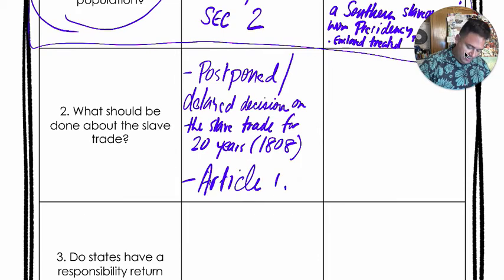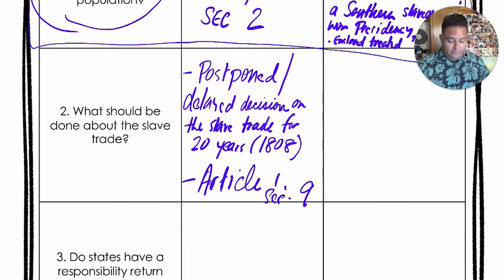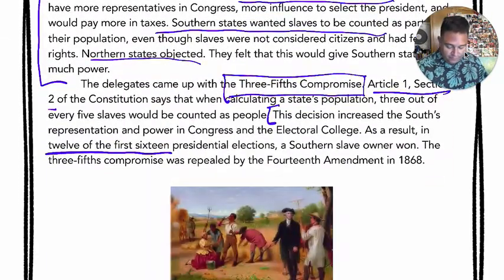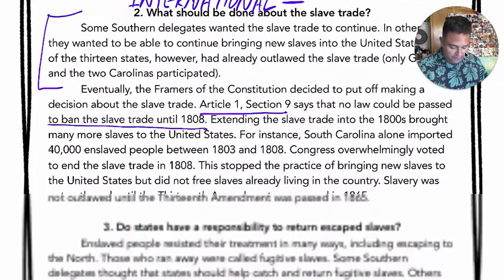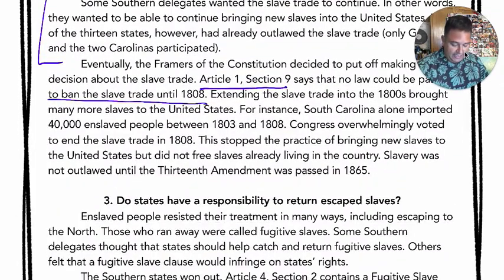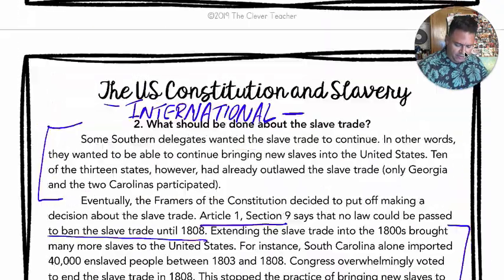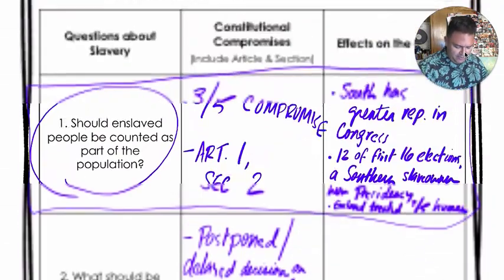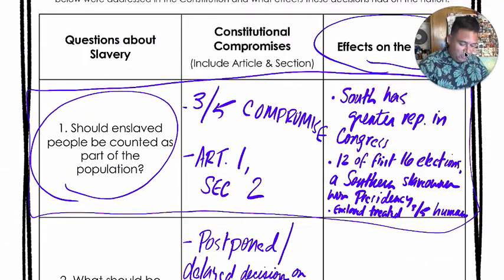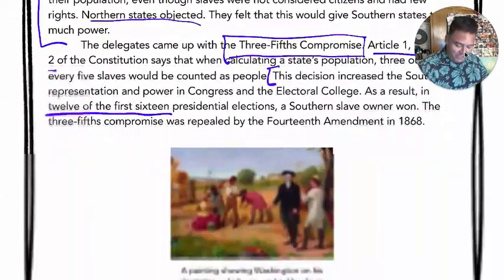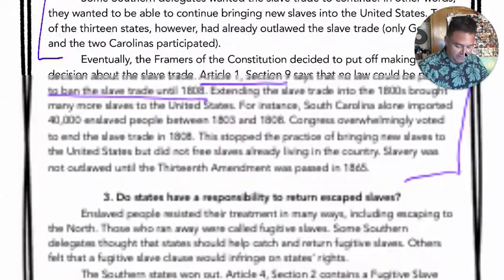Article 1, Section 9. And then finally the consequences. So let's go back to the consequences. Extending the slave trade into the 1800s brought many more slaves to the United States. So now we're talking about the consequences here, or what does it say? Oh, effects on the nation. So that's the question that we're answering right here, effects on the nation. So what effect did this have on the nation?